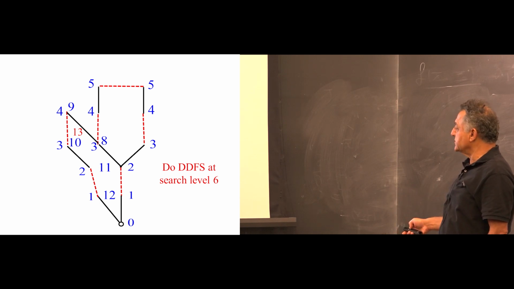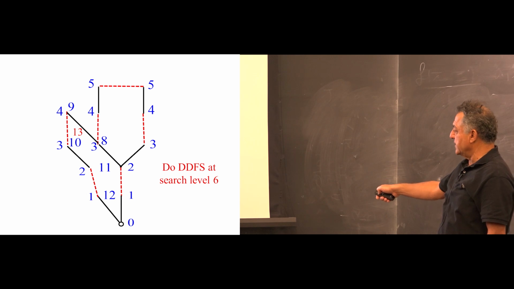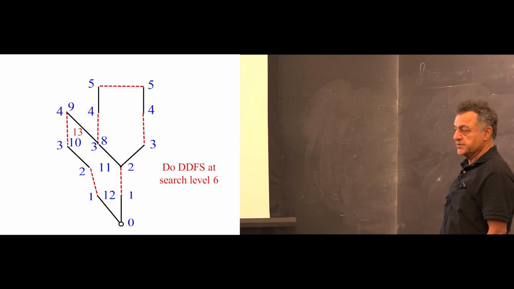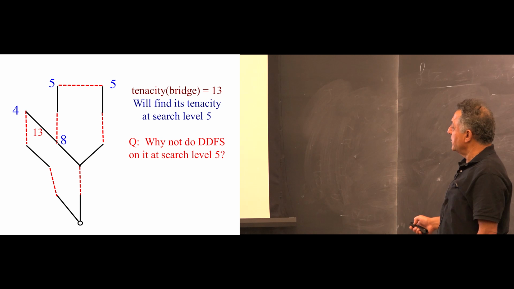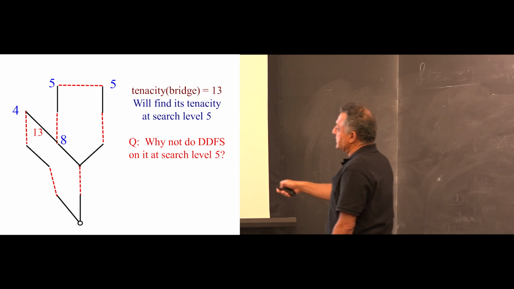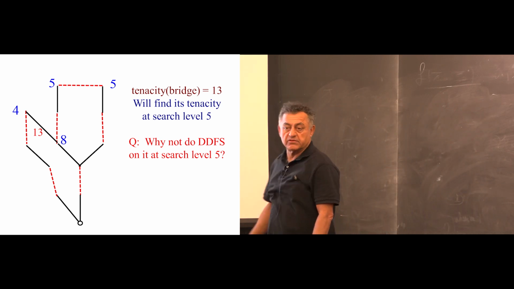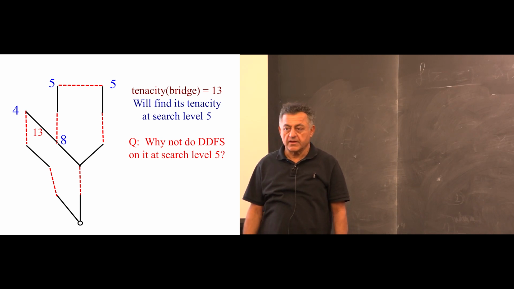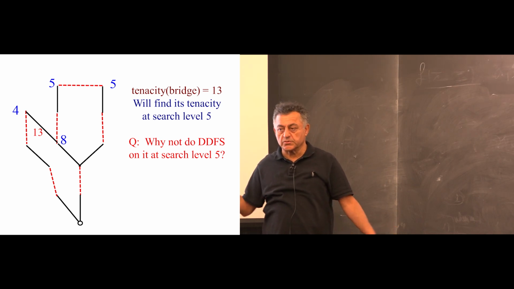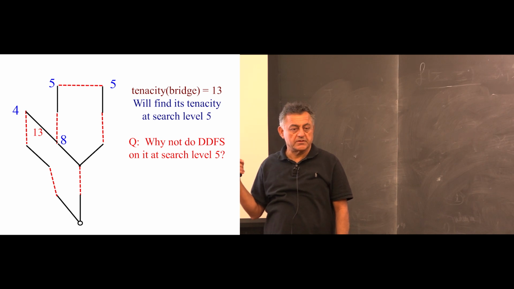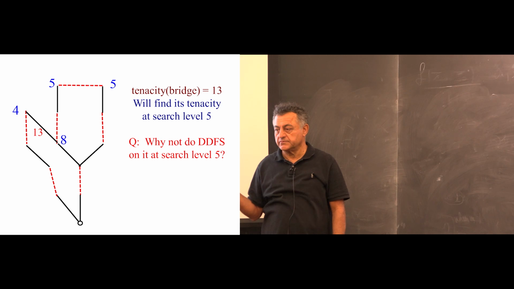At that point we'll give these 10s and these 11s and these 12s to these vertices as max levels. But we know this is a bridge of tenacity 13 at search level 5 itself. Why should we wait till search level 6 to do double depth first search on it? Why can't we just do double depth first search on it at search level 5? What could go wrong?